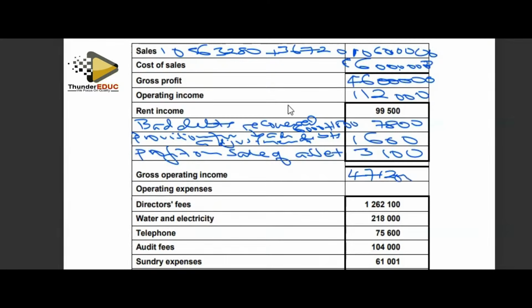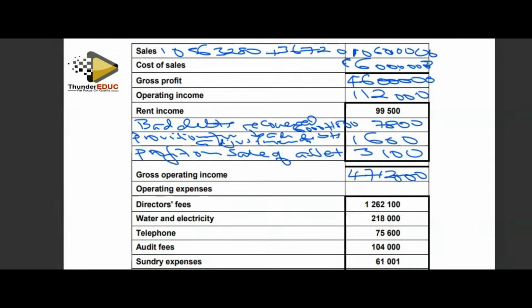That is it. That's what I'm getting. 47,012,000. Right. Then the other part we are going to deal with are the expenses. Already they have given us the director's fees, water and electricity, telephone, audit fees. So these ones are already recorded here. You don't need to adjust them. It means that they are correct.